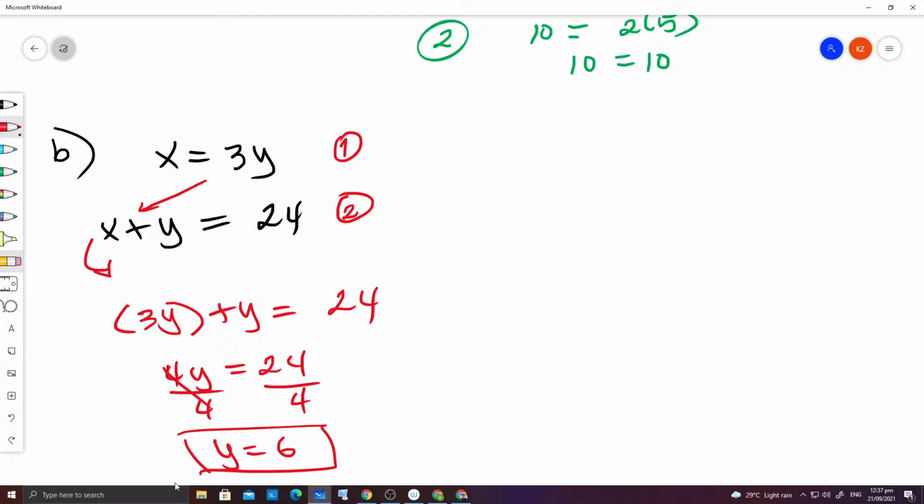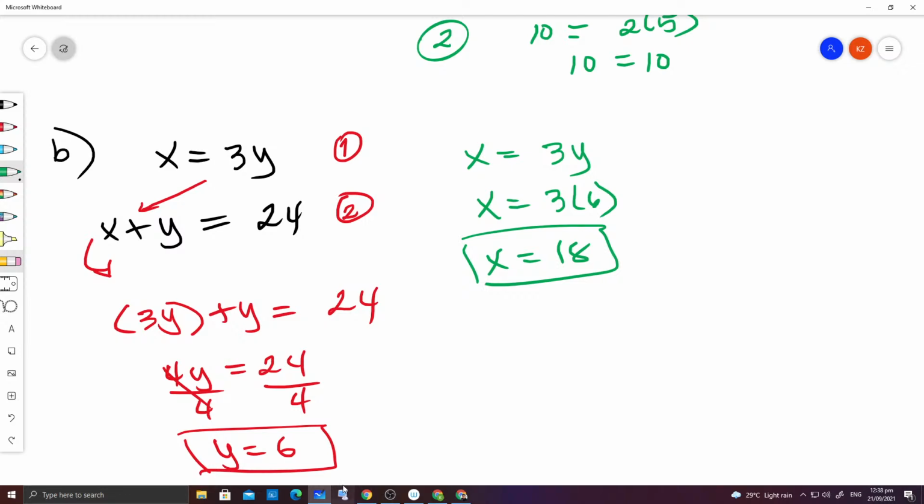Next, how to find the value of x. I will use green. So x is equal to 3y, x is equal to 3 times 6, x is equal to 18. I will not show you how to check. To check this one, it's your responsibility now.